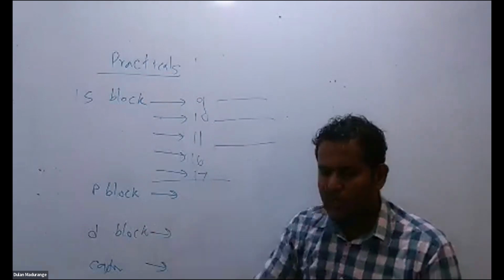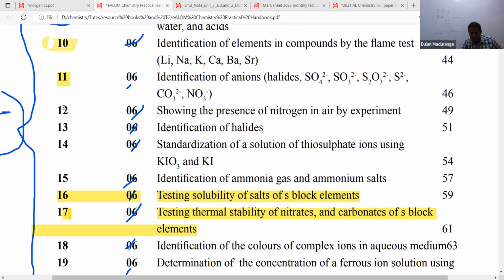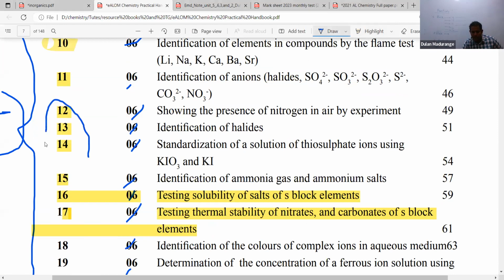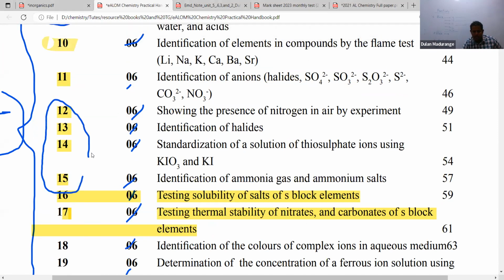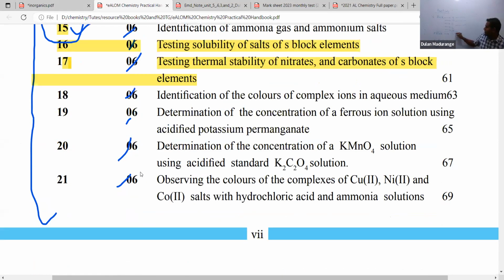P block means group 13 to group 18. So then how many practicals in P block? The numbers are 12, 13, 14, 15. P block, right? 12, 13, 14, 15.